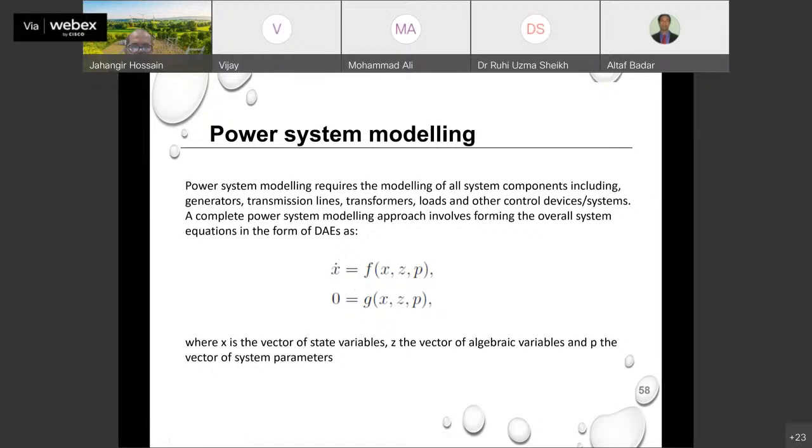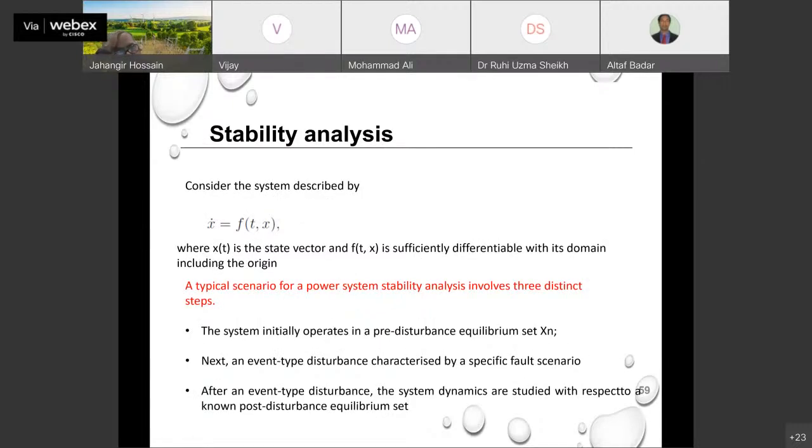Now why do you need that? Because to do further analysis, like designing control or doing stability analysis, you need that mathematical model. So this includes everything: modeling of all system components, generator, transmission line, transformer, loads, and all the control devices you have. Finally you can have some differential equations and some algebraic equations. And if you would like to analyze stability, we can consider this as a system model, where this is, as I said, the state vector, which is a function of state, as well as a time varying component.